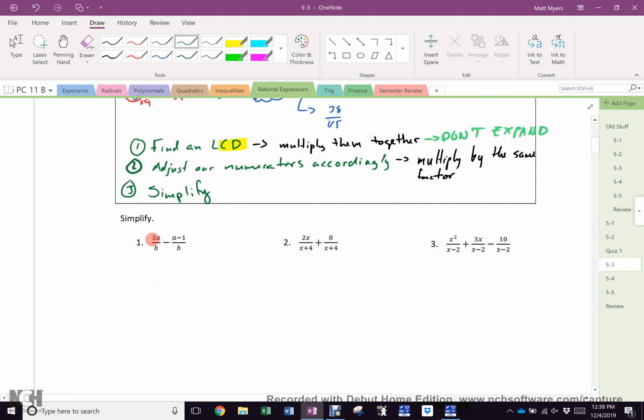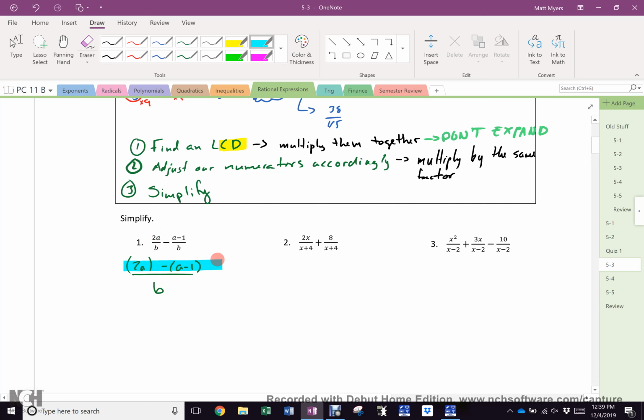Is the first one difficult? Why not? It's already got a common denominator, right? So do I have to make any changes? No. So it's over b, and it's 2a minus a minus 1, right? Now you bring all your math knowledge to the party. Is there something you can do there?